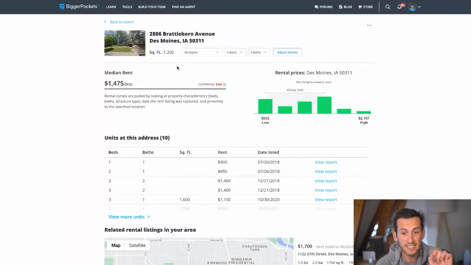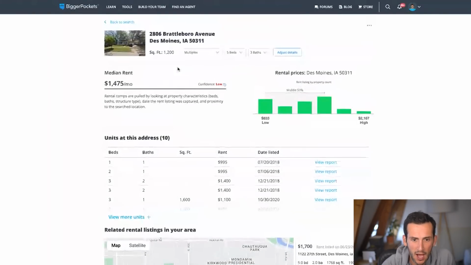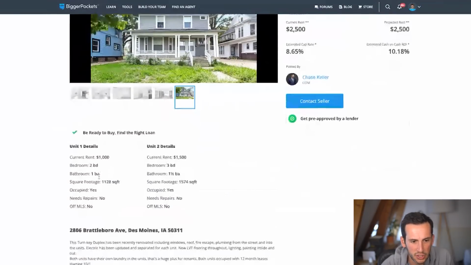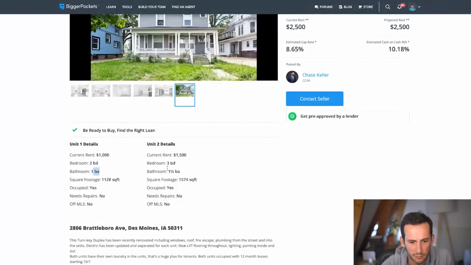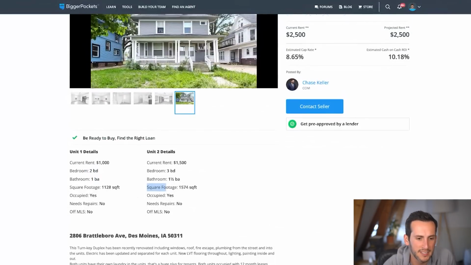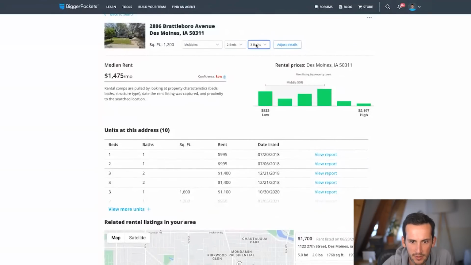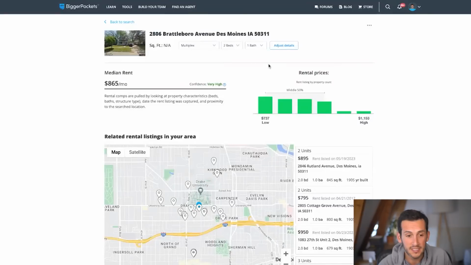So remember that this is a duplex, but it does say 5 bedroom, 3 bath. But when we go down here, what we know is that one of them's a 2-bed, and one of them's a 3 and a 1.5. So I'm going to run these two rents differently. So we have a 2-bed, 1 bath. So let's see what the analyzer thinks. So we change this to 2-bed, 1 bath, adjust details. And now it went from $1,475 down to $865. So that's really helpful to know.